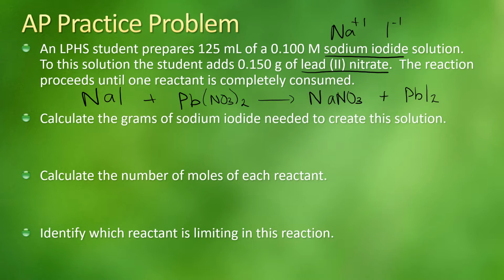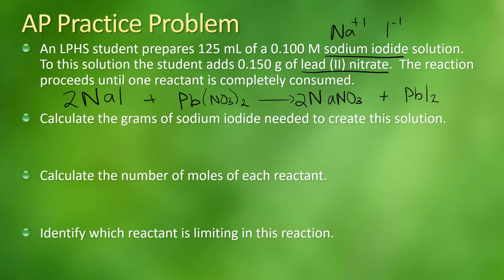2 iodines are on the right. I need a coefficient of 2 on the left. That gives me 2 sodiums on the left, and I need 2 on the right. That will give me 2 nitrate ions on the right and 2 on the left. One lead atom on both sides means we have a balanced equation.